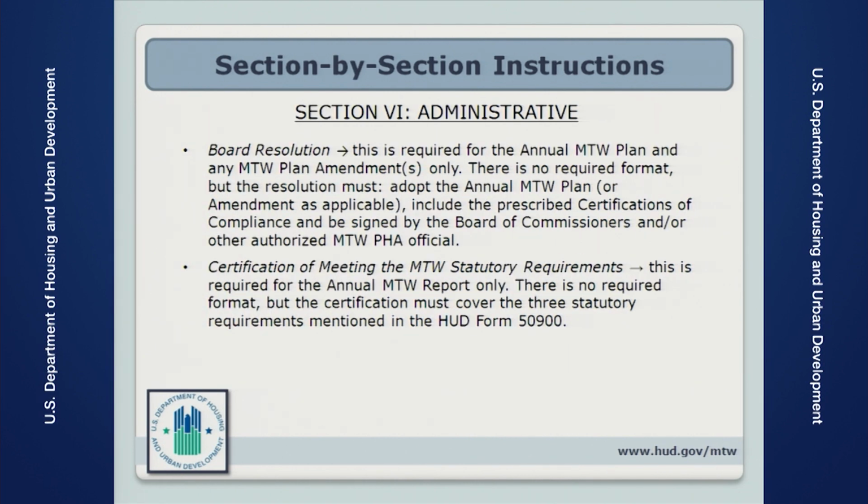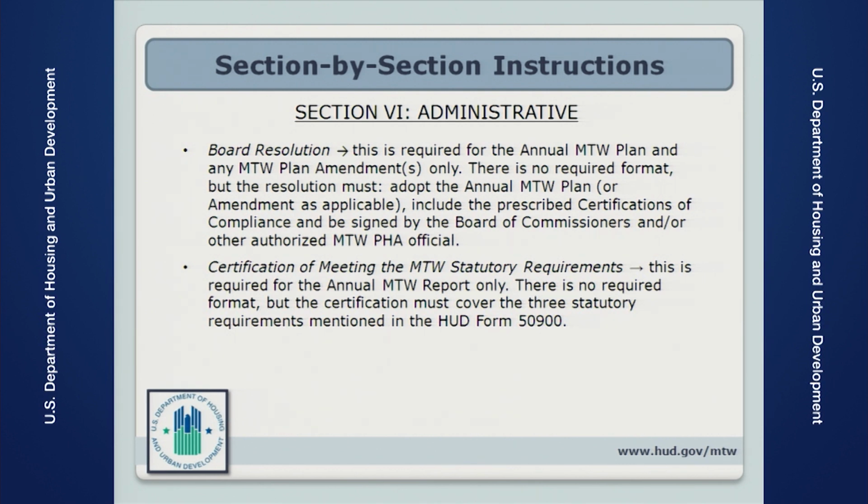Finally, we have Section 6 on administrative materials. Here is where for the MTW plan or an MTW plan amendment, a board resolution would be submitted. There's no required format for a board resolution. The PHA can just use the standard resolution format that their board normally uses. There are some elements that we require are provided. First, the resolution needs to adopt the annual MTW plan or plan amendment.